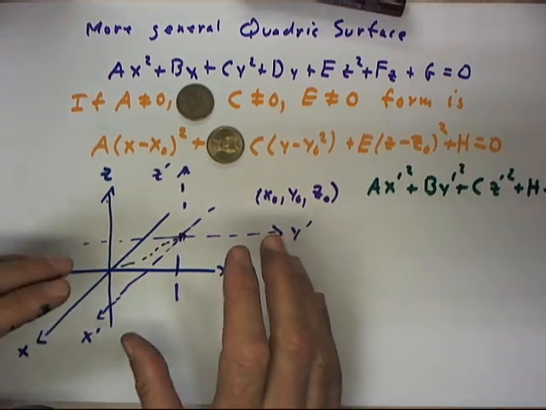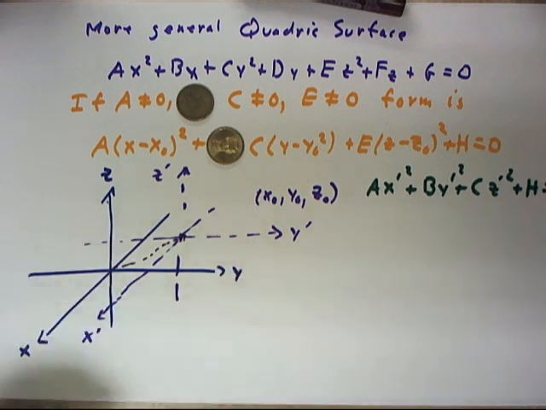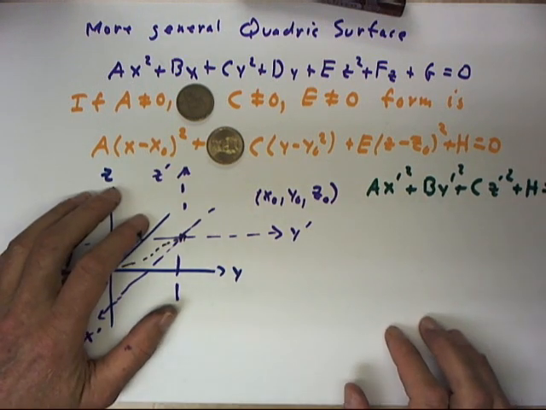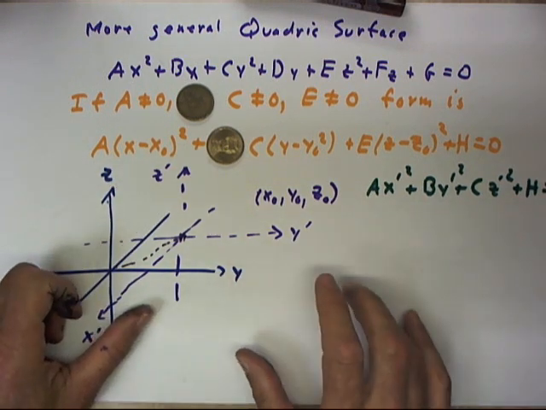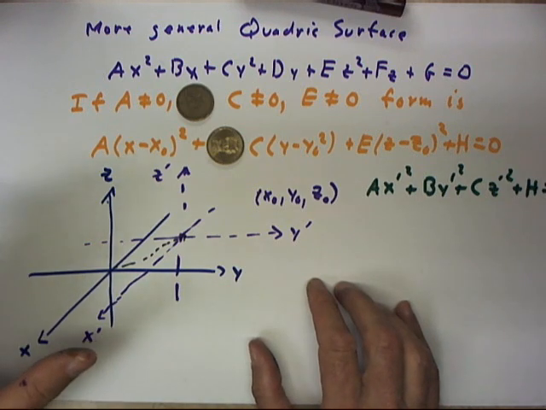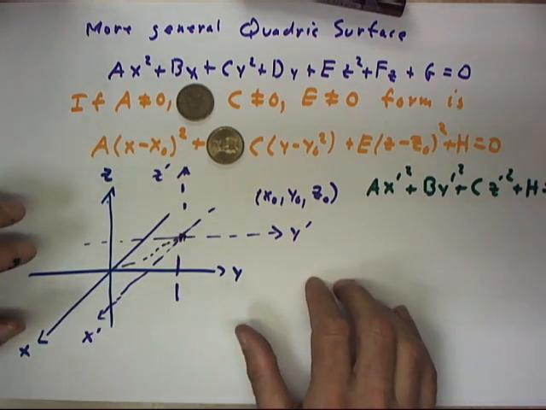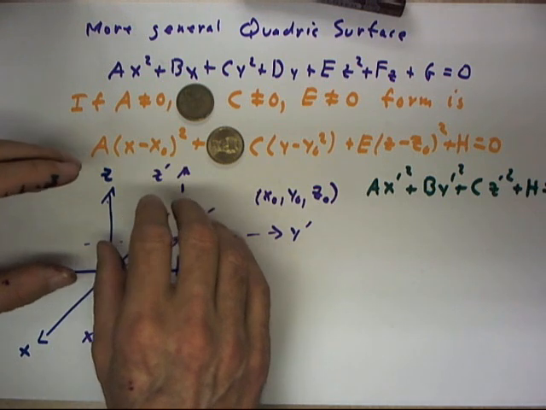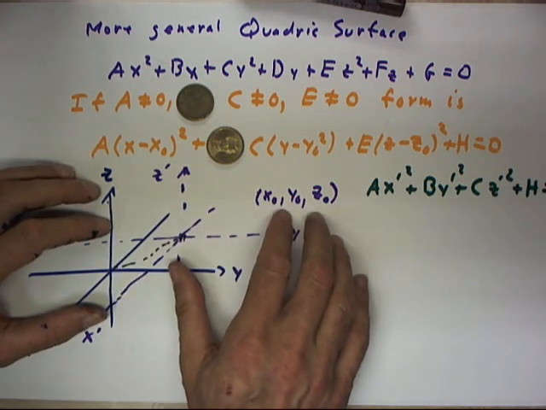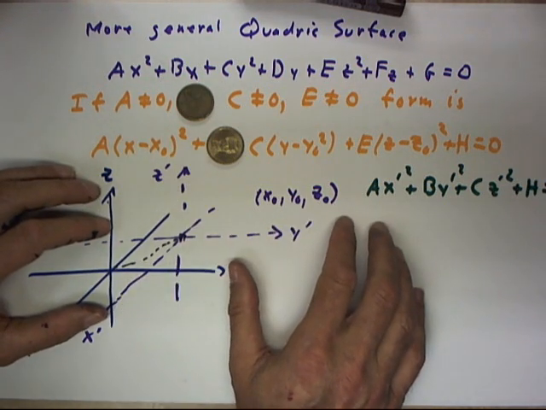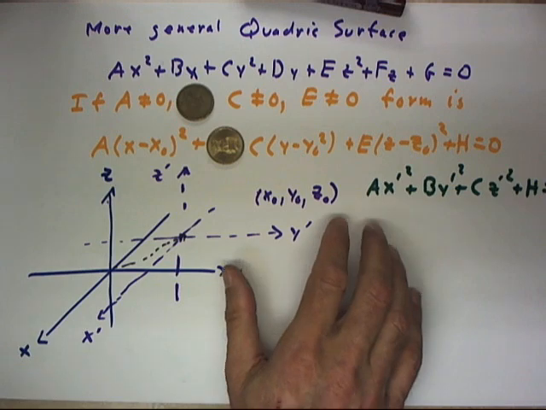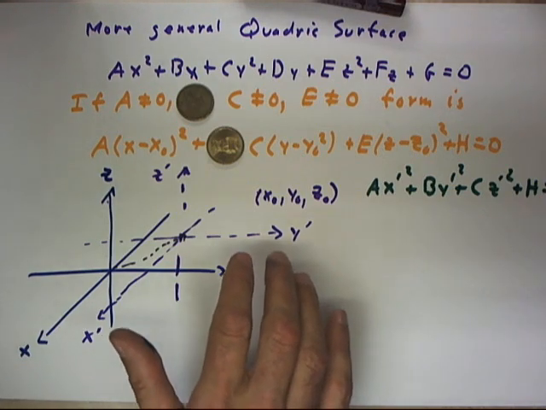Quadratic surfaces can be classified as to whether the coefficients of the x squared, the y squared, and the z squared are relatively positive or negative. You can get ellipses or hyperbolas or parabolas in the planes parallel to each of the coordinate planes and in the slices parallel to each of the coordinate planes.